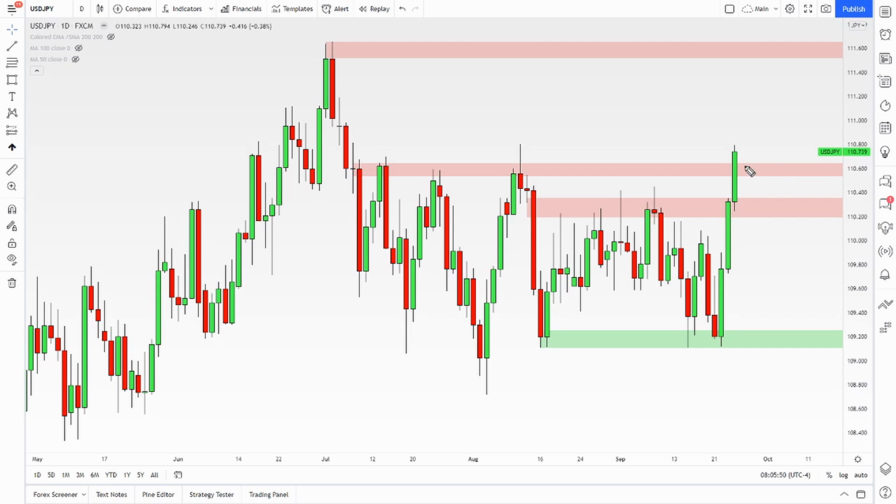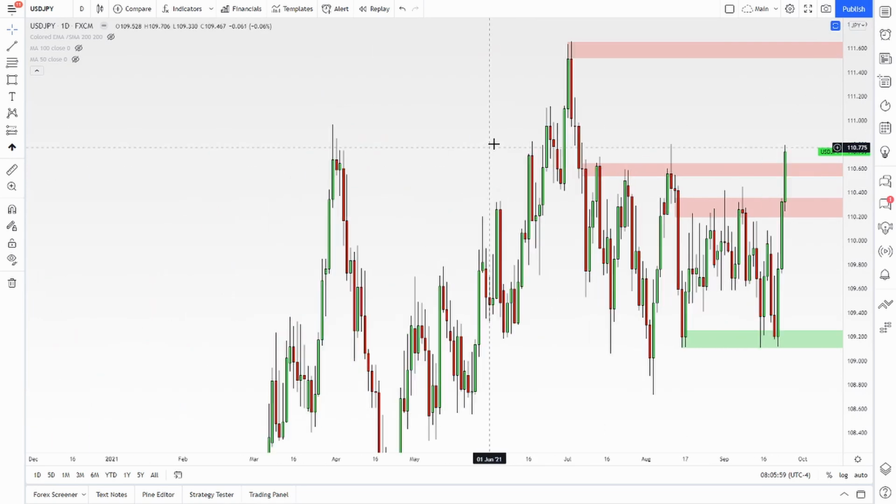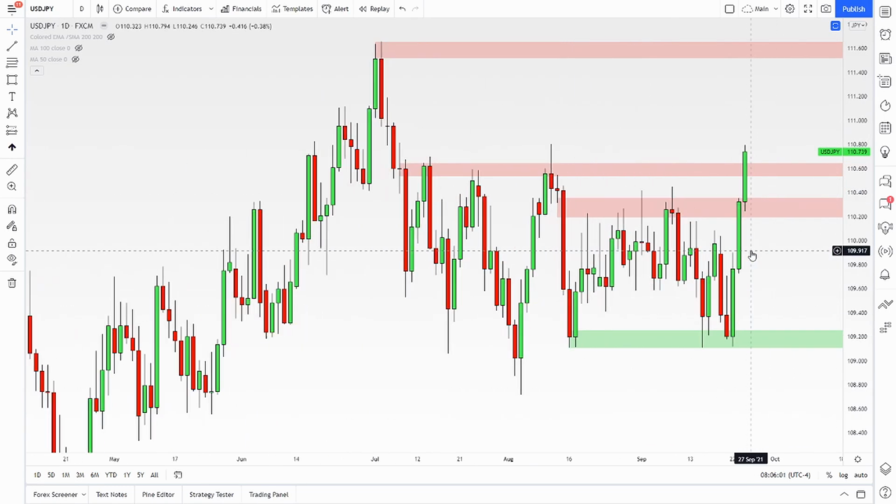If we can really clear that one, then maybe we make a nice run right up to 111.6, which of course is the previous high of the year. So a lot of highs of the year, lows of the year sort of in our scope when we look at this stuff. But again, that's what I'm looking at on the dollar yen.